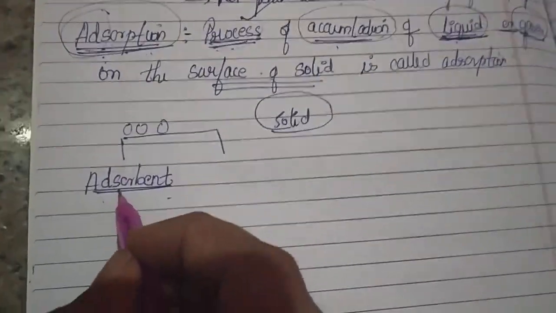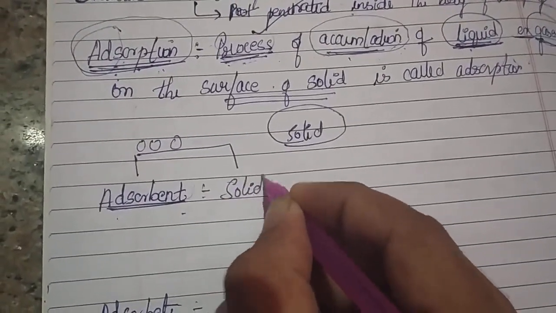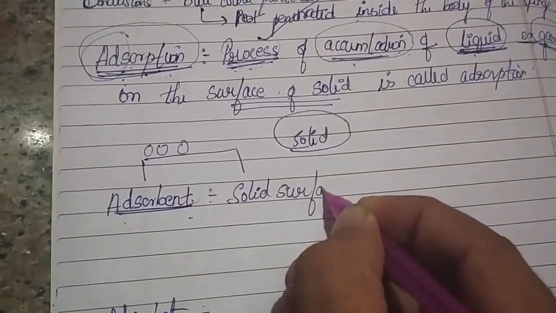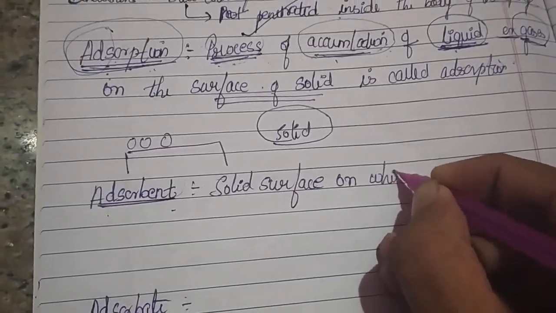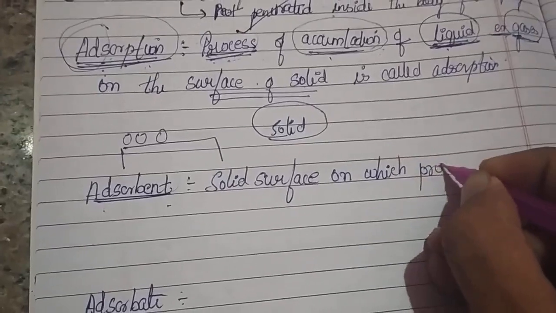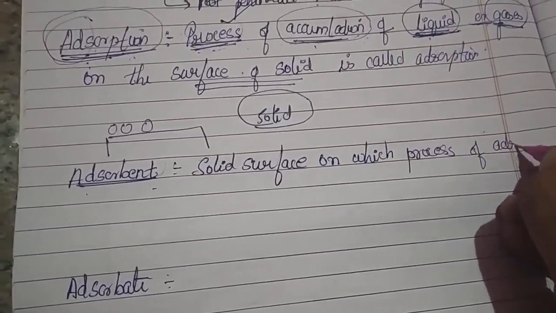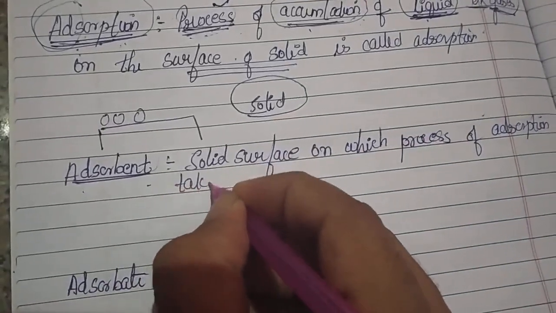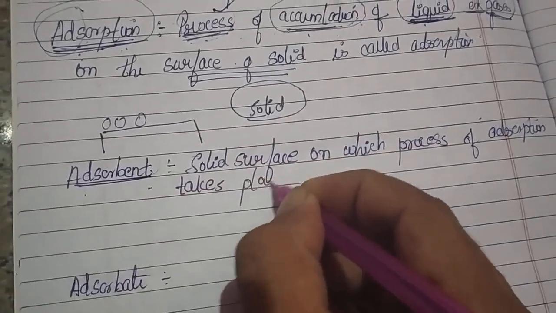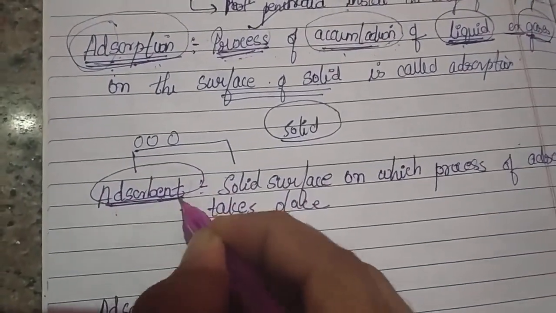So first let us know what you mean by adsorbent. Remember, it is the solid surface. It is the solid surface on which the process of adsorption takes place. What it is called as an adsorbent.